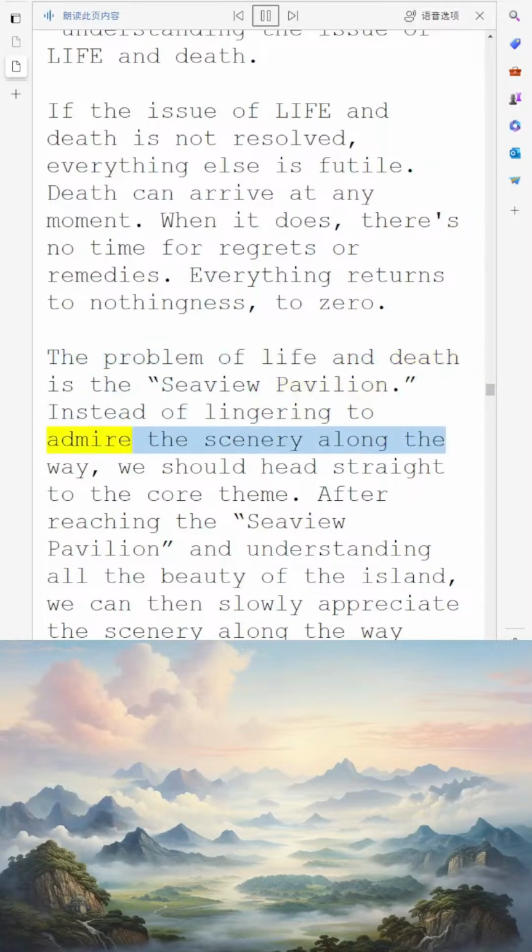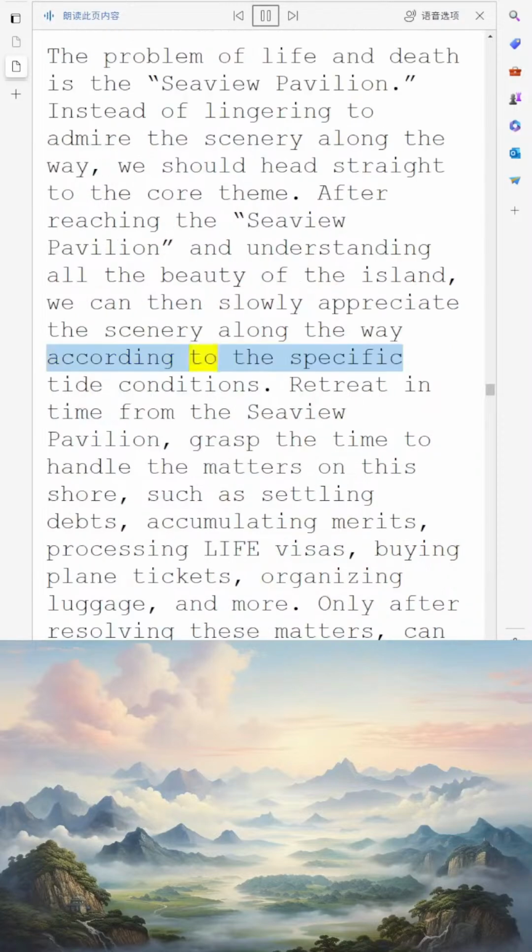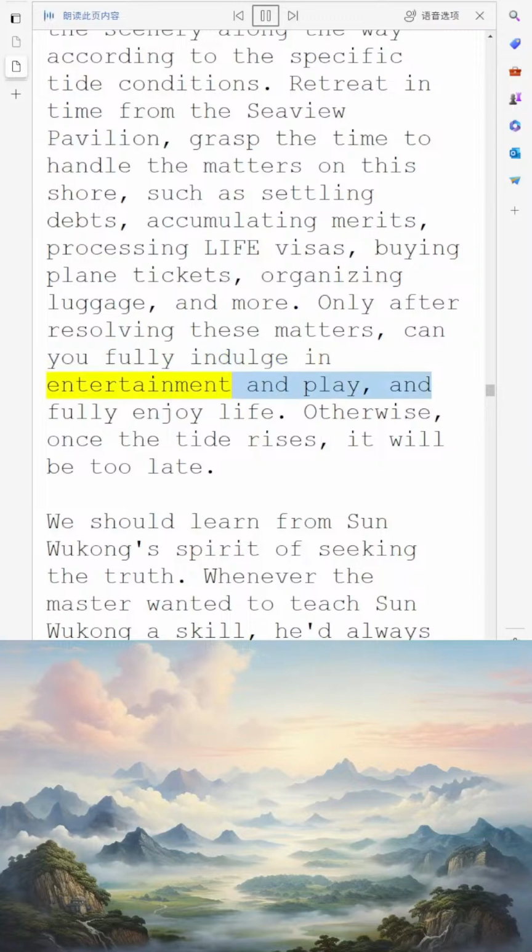Instead of lingering to admire the scenery along the way, we should head straight to the core theme. After reaching the sea view pavilion and understanding all the beauty of the island, we can then slowly appreciate the scenery along the way according to the specific tide conditions. Retreat in time from the sea view pavilion. Grasp the time to handle the matters on this shore, such as settling debts, accumulating merits, processing life visas, buying plane tickets, organizing luggage, and more. Only after resolving these matters can you fully indulge in entertainment and play and fully enjoy life.